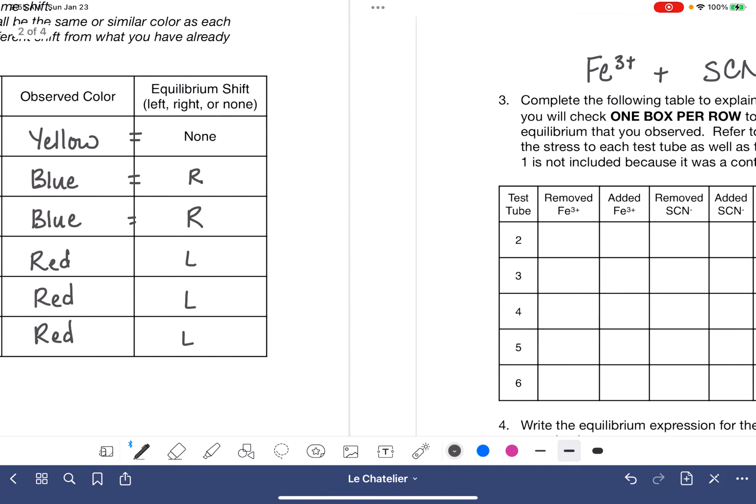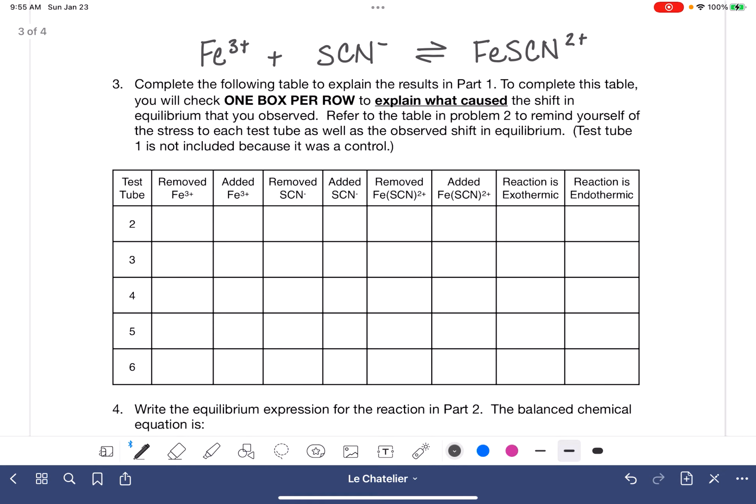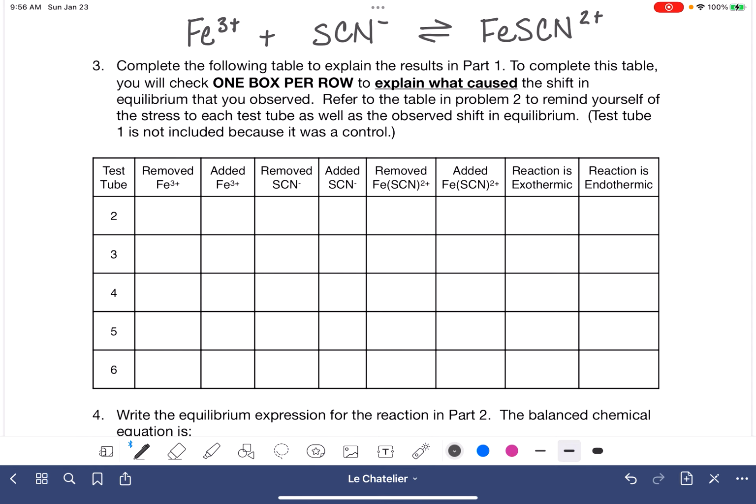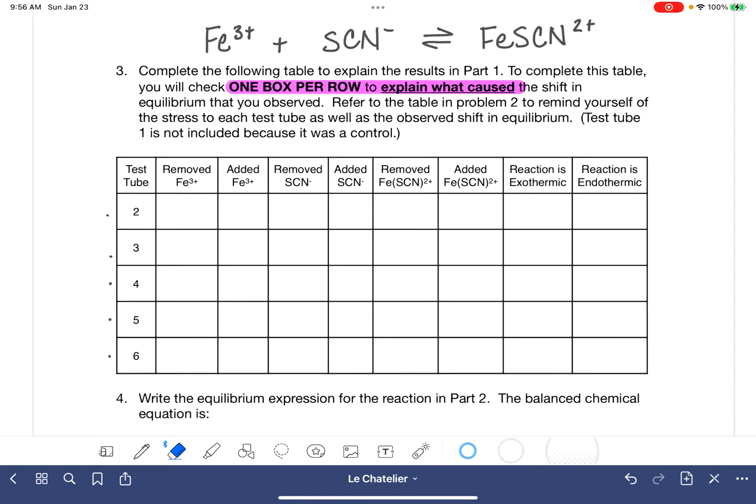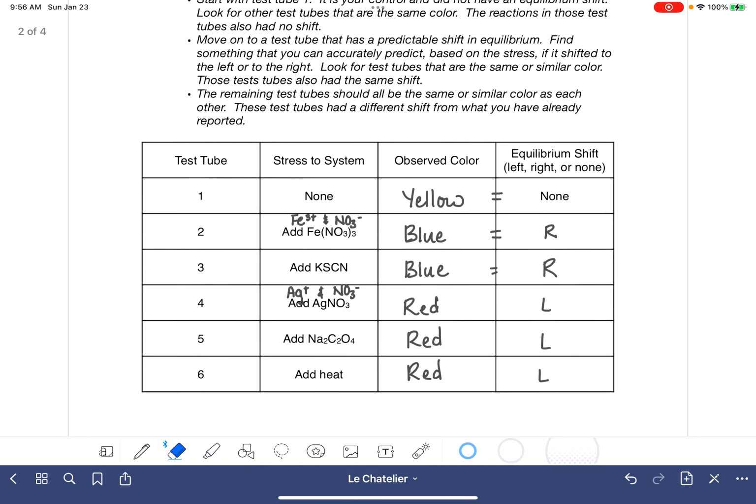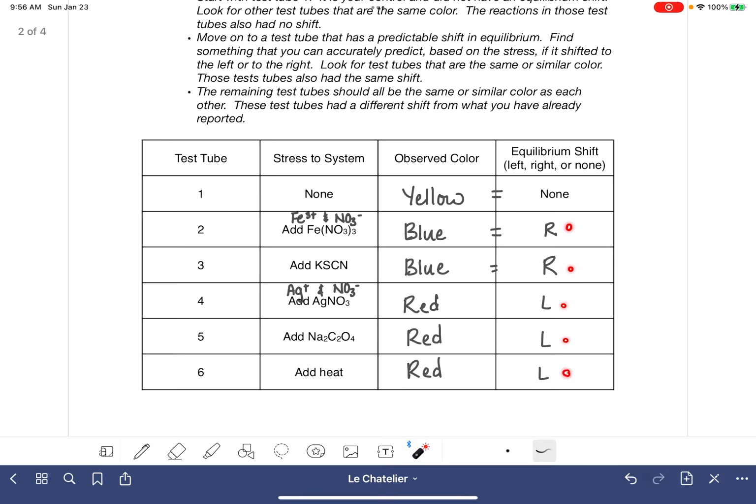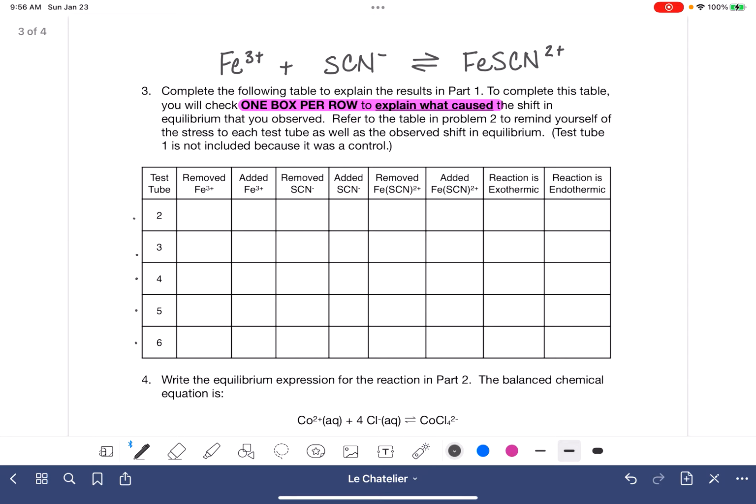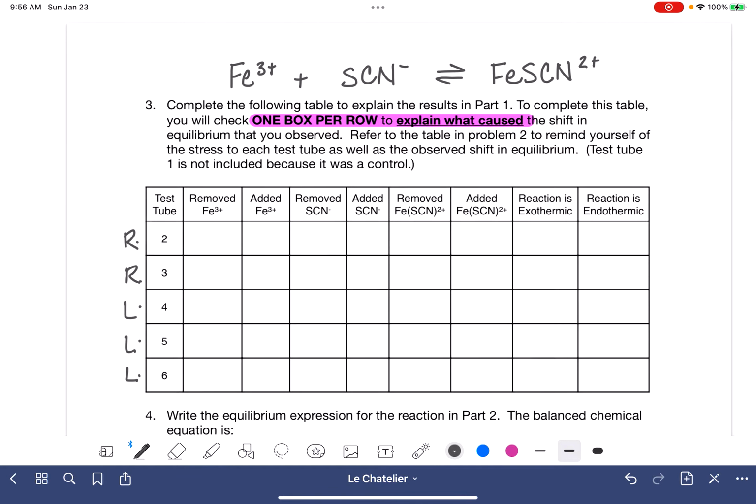Now we're going to move on to question number 3, and this is really the tricky part of the post-lab. In question number 3, you've got test tubes 2 through 6, and you need to identify, by checking one box per row, what caused each observed shift in equilibrium. So first thing I'm going to do is just copy which direction did it shift. We have a right, right, left, left, left. I'm just going to make a note of that. This shifted to the right, and these 3 shifted to the left. That's just for my reference.